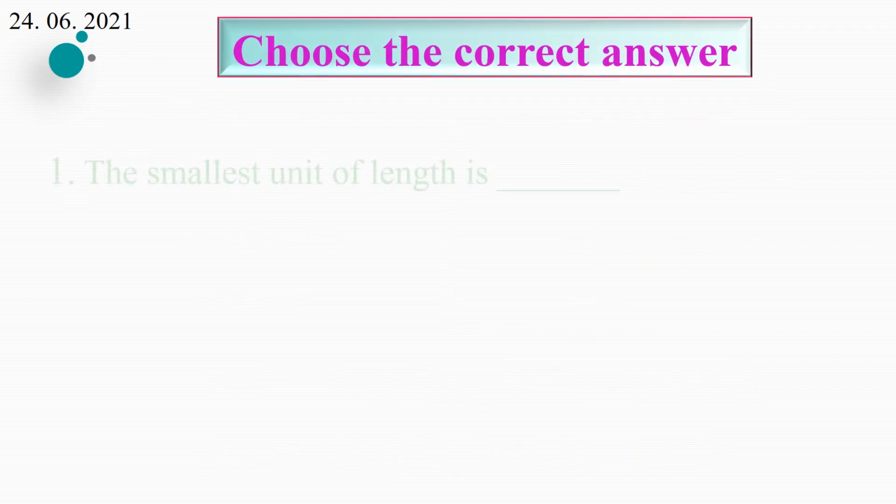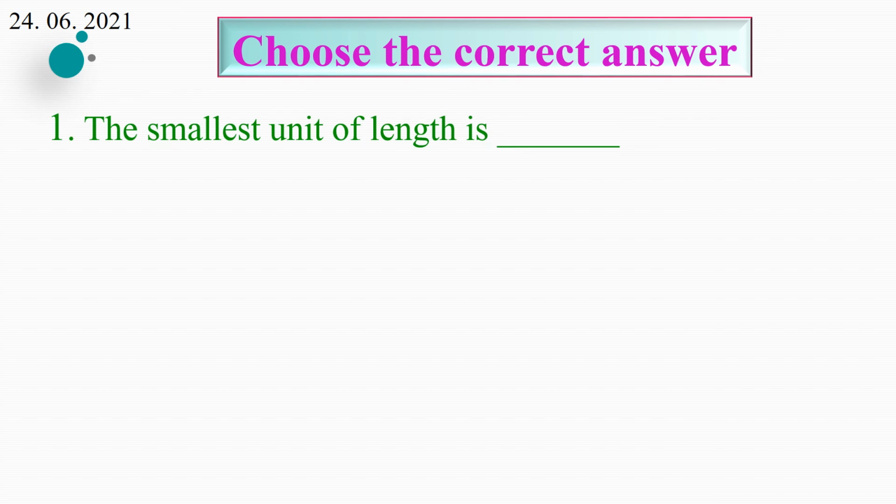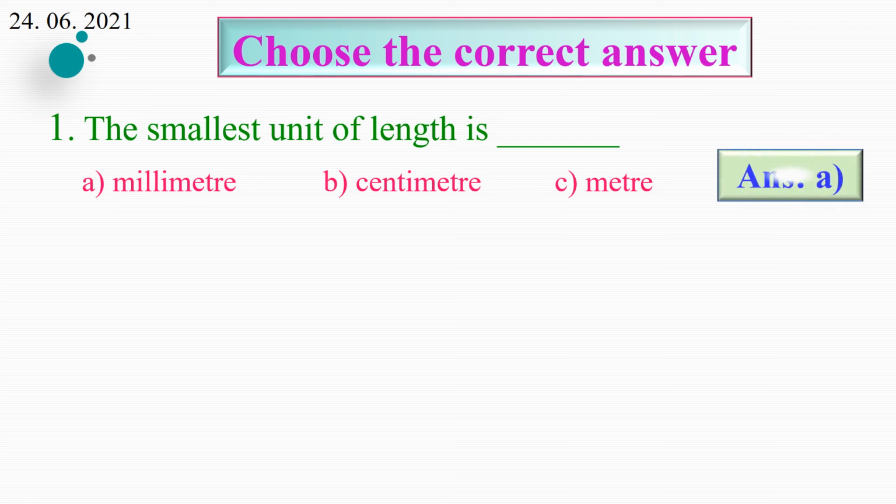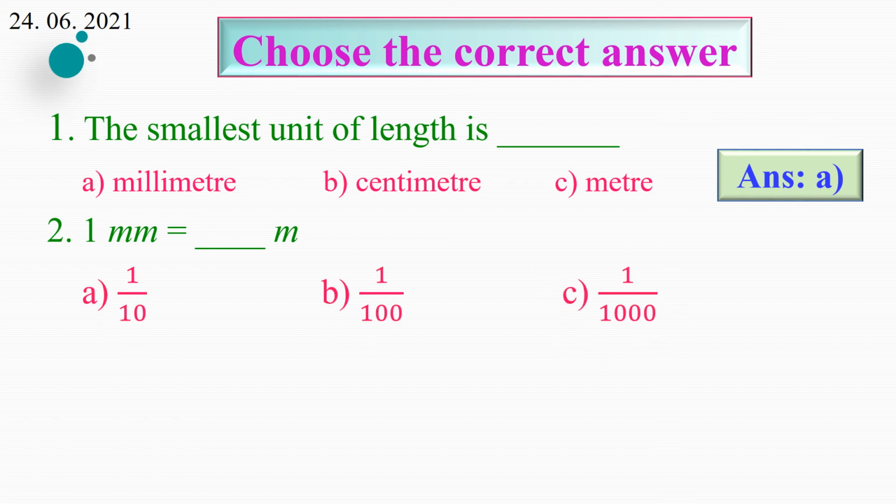This is your time. Choose the correct answer. The first question is the smallest unit of length is dash. Option A millimeter. Option B centimeter. Option C meter. The correct answer is A, millimeter. The second one, 1 millimeter equal to dash meter. Option A 1 by 10. Option B 1 by 100. Option C 1 by 1000. Answer is C, 1 by 1000.